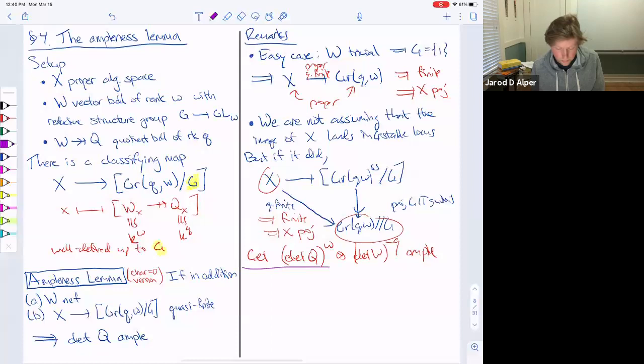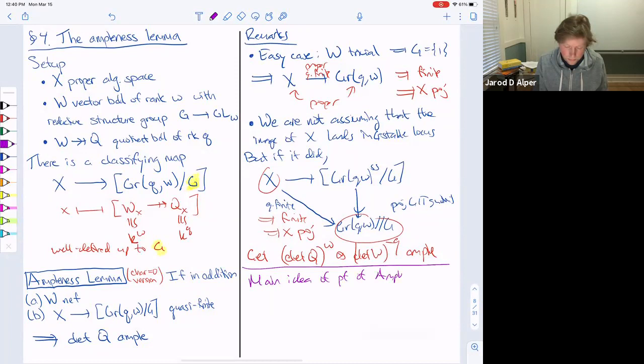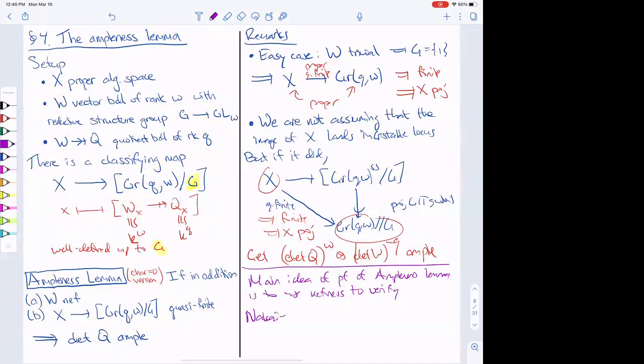And the one thing I'm not really going to cover today is the proof of the ampleness lemma, but the main idea of the proof of the ampleness lemma is to use nefness to verify Nakai-Moishezon. Sorry for my handwriting.